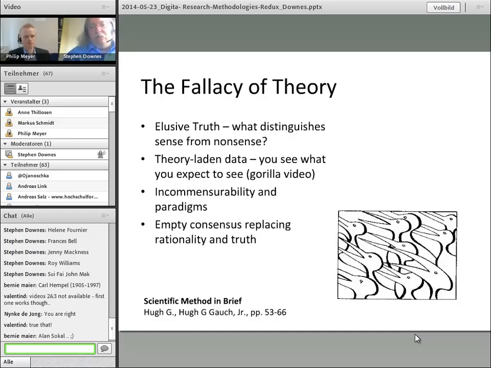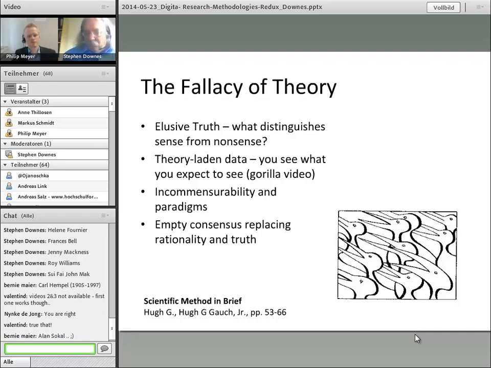And then the fourth thing is empty consensus replacing rationality and truth. There's this idea that if everybody thinks it's true, it's probably true, which I think we all, in a certain intuitive sense, agree that, no, this isn't the case. But nonetheless, we see more and more what counts as good scientific inquiry being defined as that which resembles what was previously counted as good scientific inquiry.